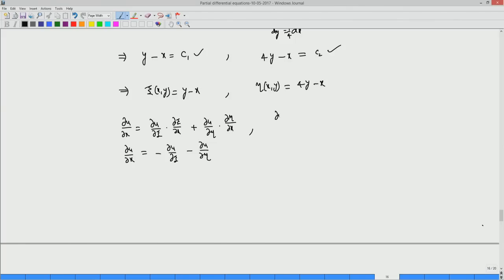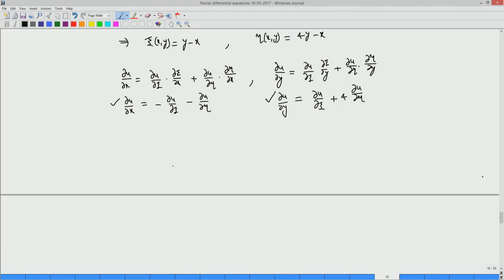And what happens to ∂u/∂y? Replace x by y. So, you have ∂u/∂ξ, for ∂u/∂x you have to replace with ∂ξ/∂y, plus ∂u/∂η by ∂η/∂y. So, this becomes ∂u/∂y: ∂ξ/∂y is 1 again, so you have ∂u/∂ξ, and here plus ∂η/∂y is here 4 times ∂u/∂η. So, from this you already got uξ, uη, ux and uy, but you need uxx.